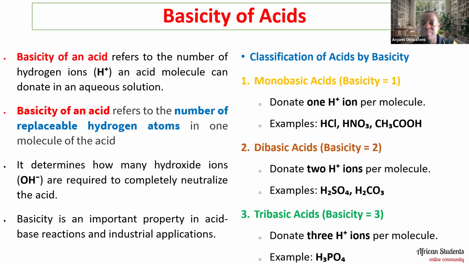And then we have the dibasic acid. Dibasic acids have a basicity of 2. They can donate 2 hydrogen ions per molecule. Examples are H2SO4, H2CO3, and so on. We also have the tribasic acid. Tribasic acids have a basicity of 3. They donate 3 hydrogen ions per molecule. Phosphoric acid is an example of a tribasic acid. So we have done classification of acids by basicity.